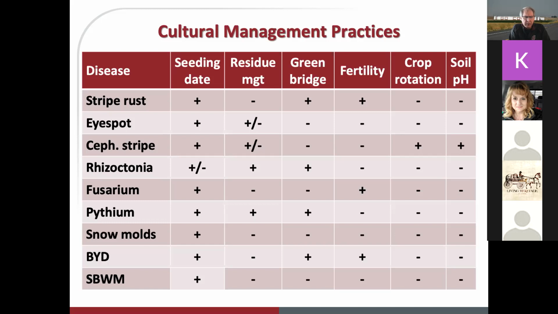Crop rotation, again, is a good practice, but in terms of disease control, there's one disease, especially cephalosporium stripe, where we think about crop rotation. And then similarly, soil pH. You've probably heard a lot about soil pH. From a disease control perspective, soil pH has a strong influence on ceph stripe, has some influence on other diseases, but it's not a major consideration.